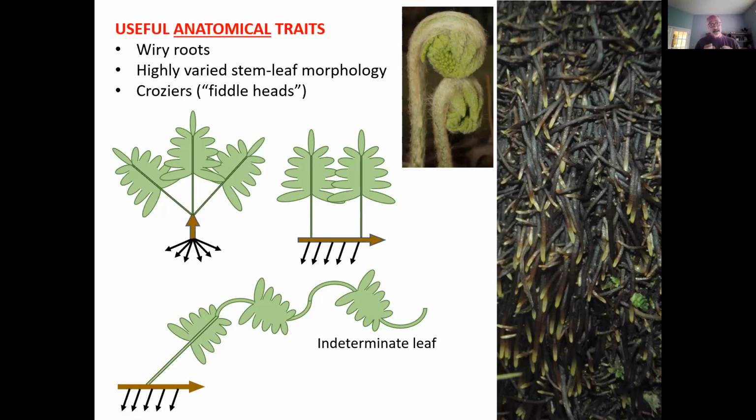So there are examples, including here in Michigan, where the leaf is indeterminate. It doesn't cease growing, right? We tend to think of leaves as determinate structures. They have an end point, they stop growing. Well, that's not necessarily true for polypod ferns. Some of them make leaves that do not ever stop growing.